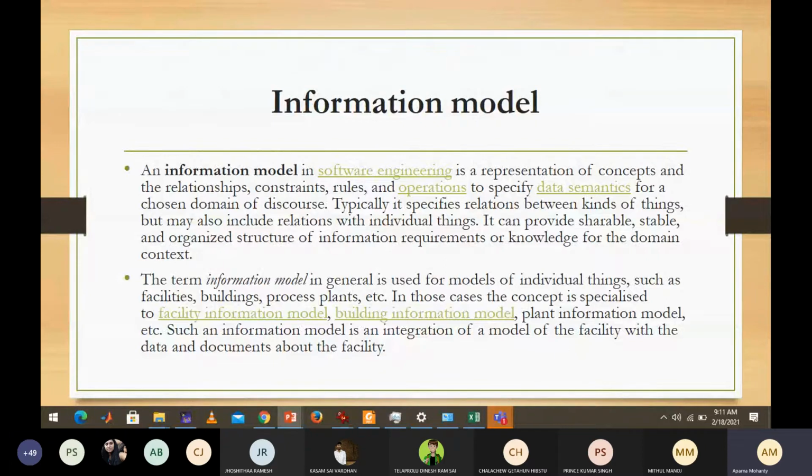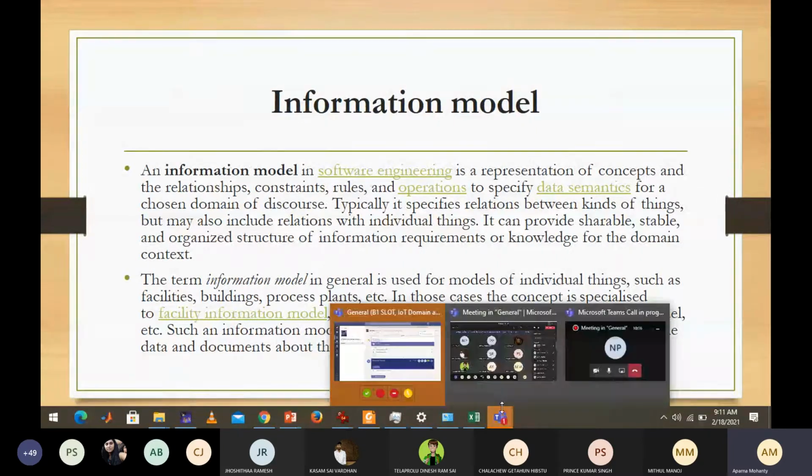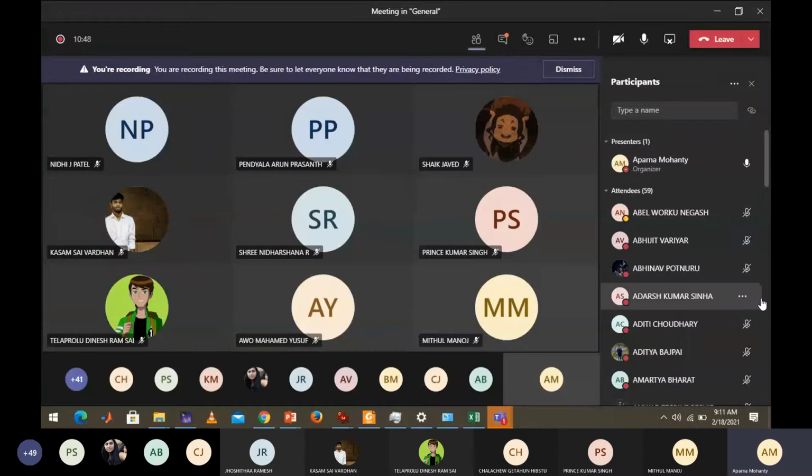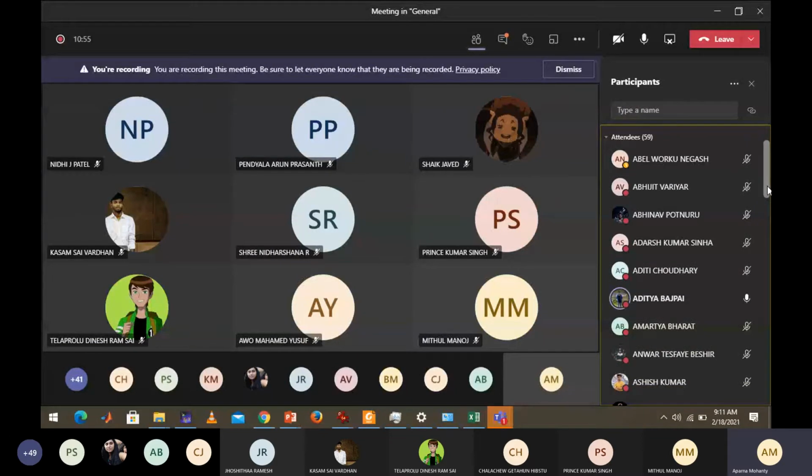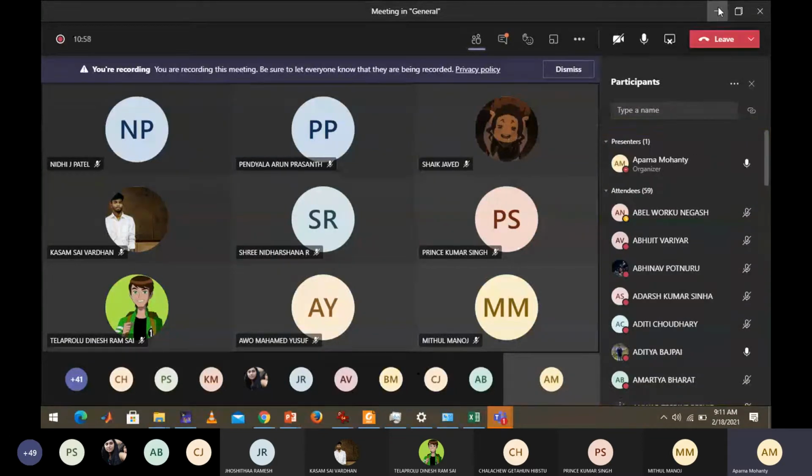Can anybody tell me, is there any difference between data and information? Anyone? Can you think of and tell me? Aditya Bajpayee, can you hear me? Aditya, yes, ma'am. Okay, can you differentiate between data and information? Any idea? Are they the same or different?